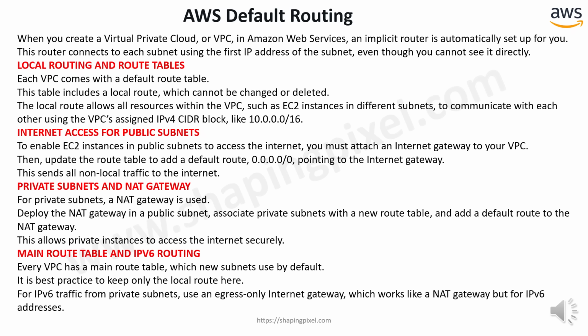Every VPC has a main route table, which new subnets use by default. It is best practice to keep only the local route here. For IPv6 traffic from private subnets, use an egress-only Internet gateway, which works like a NAT gateway, but for IPv6 addresses.